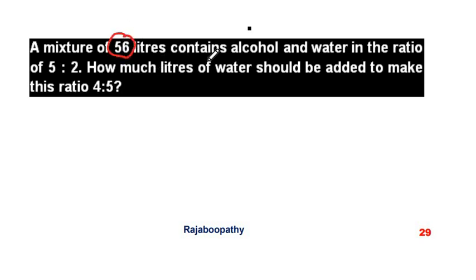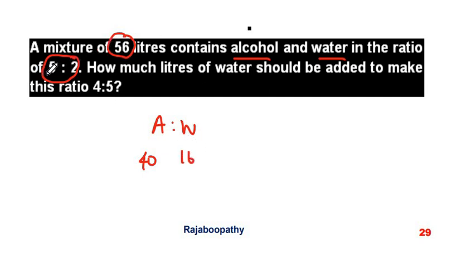A total of 56 liters of mixture contains alcohol and water in the ratio 5:7. So I can find the alcohol in the 56 liters. Totally 7 parts, 5 parts alcohol. So 7 parts in total, therefore 1 part is 8. So 40 is alcohol and the remaining 16 is water.